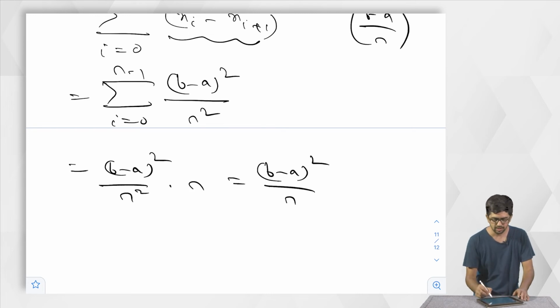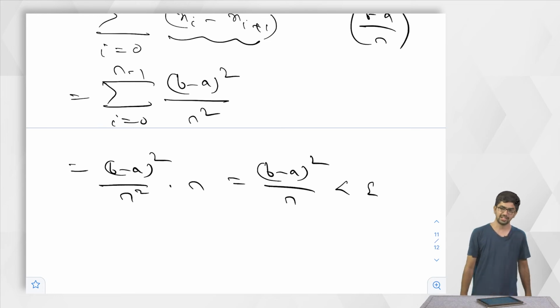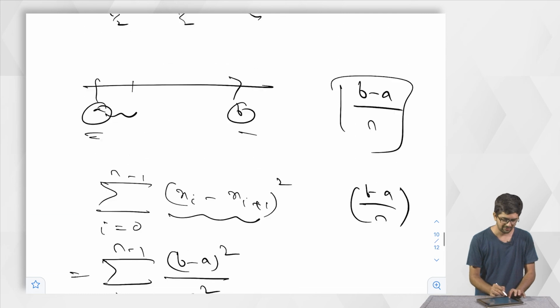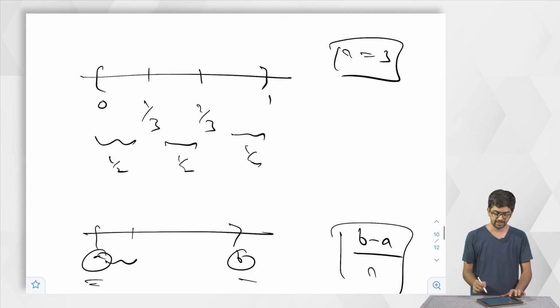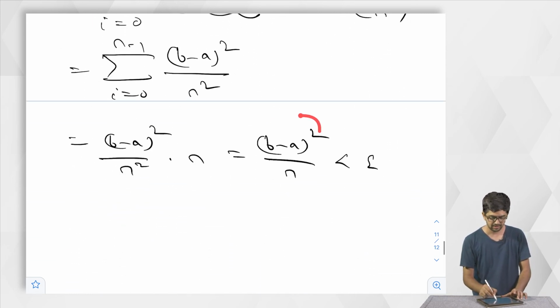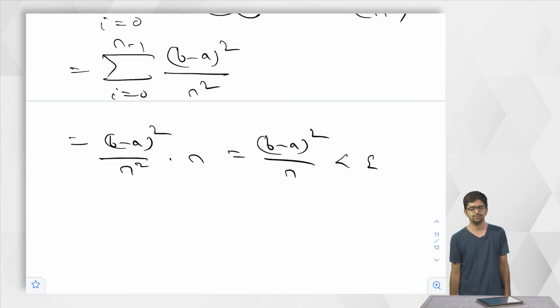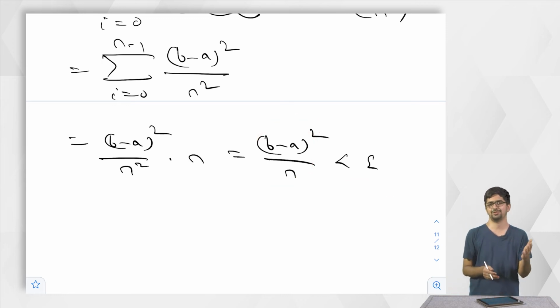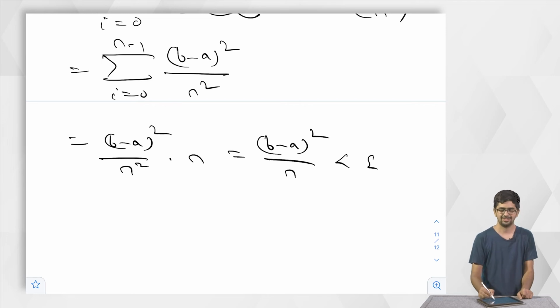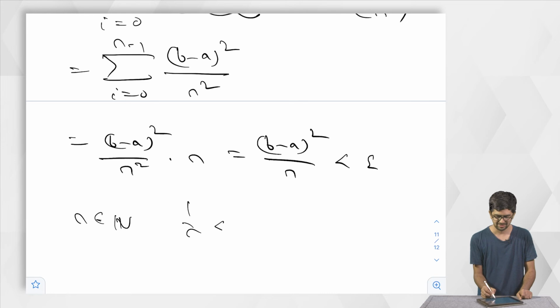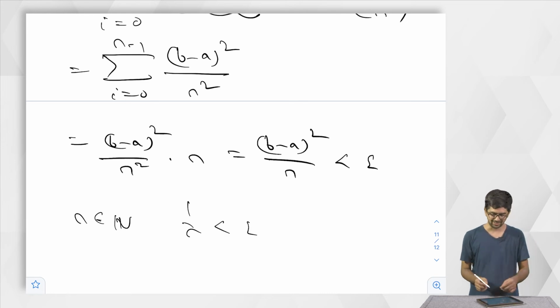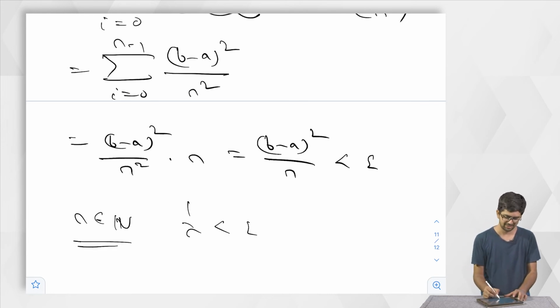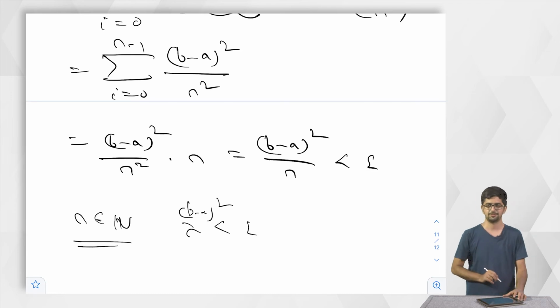What I want is this to be less than epsilon. Can I do that? Given epsilon positive, can I find an n belonging to N such that this is less than epsilon? Do we know that? Yes, we have been doing this for a long time. Archimedean property: 1 by n, given epsilon positive, one can choose n belonging to N such that 1 by n is less than epsilon. Now you can reduce further and say you can actually find n belonging to N such that (b minus a) whole square by n is less than epsilon.